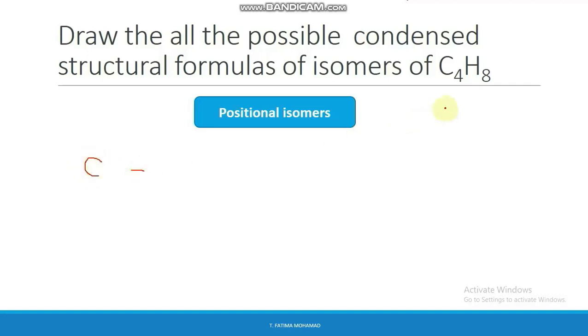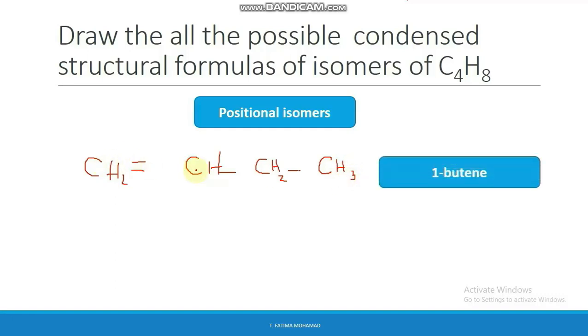Let's say it is C4, so 4 carbons, and we put the double bond in between the first and the second. So here it's CH2, CH2 and CH3. So it's between carbon 1 and 2, so it's 1-butene.